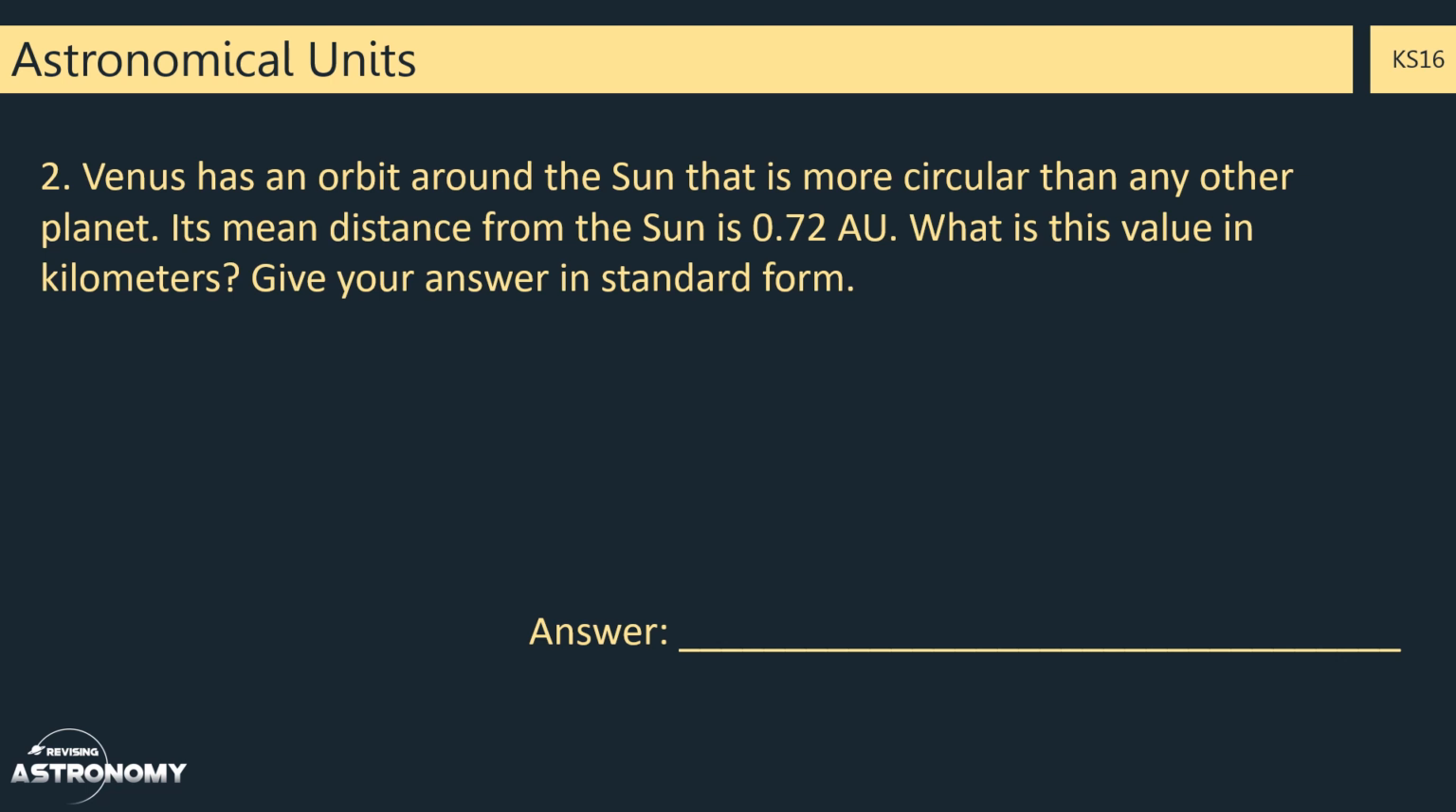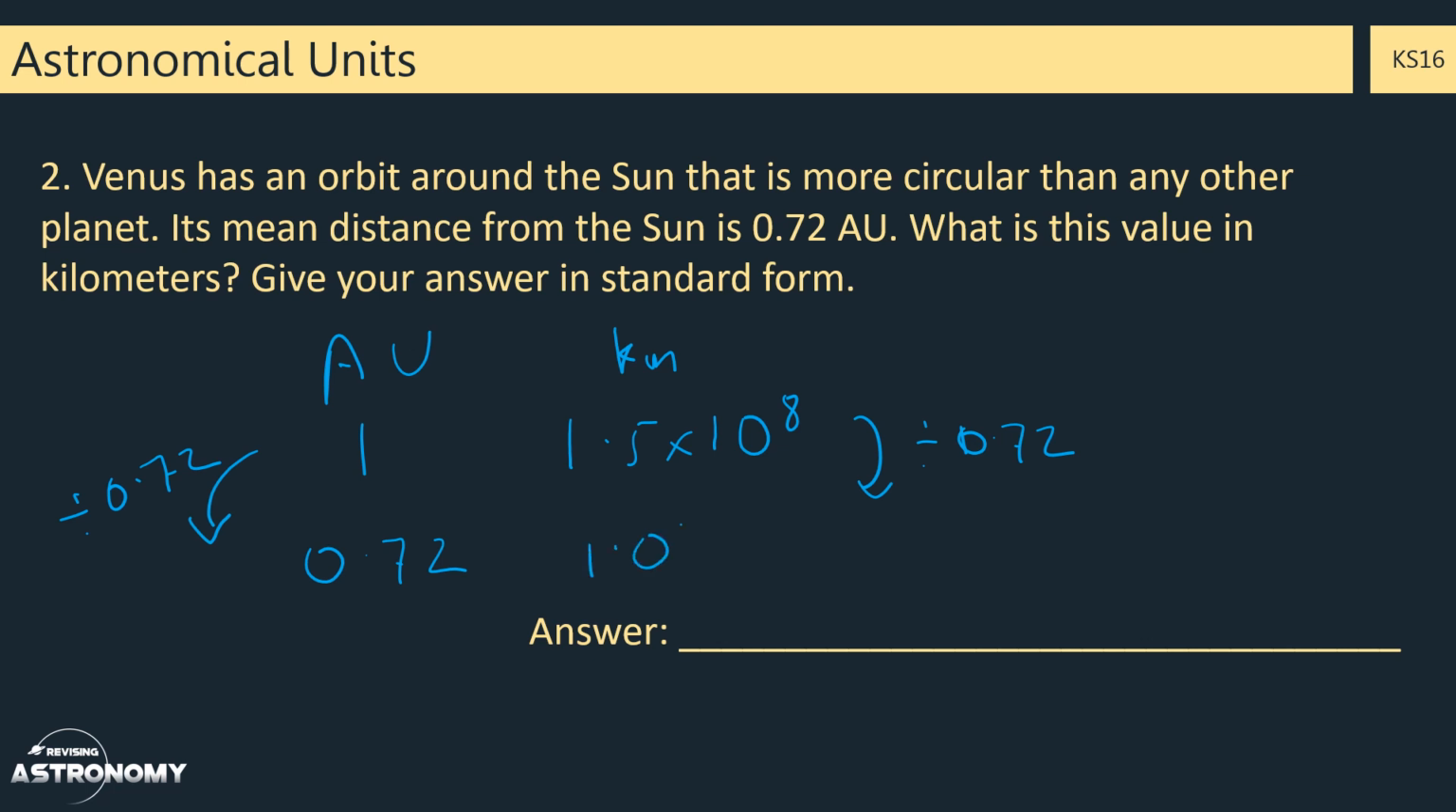Venus has an orbit around the Sun that is more circular than any other planet. Its mean distance from the Sun is 0.72 astronomical units. What is this value in kilometres? So again, very similarly to last time, we know that 1 astronomical unit is worth 1.5 times 10 to the 8 kilometres. We only have 0.72, so therefore we need to multiply by 0.72. So doing the same onto this side gives us 1.08 times 10 to the 8 kilometres. So the answer is 1.08 times 10 to the 8 kilometres.